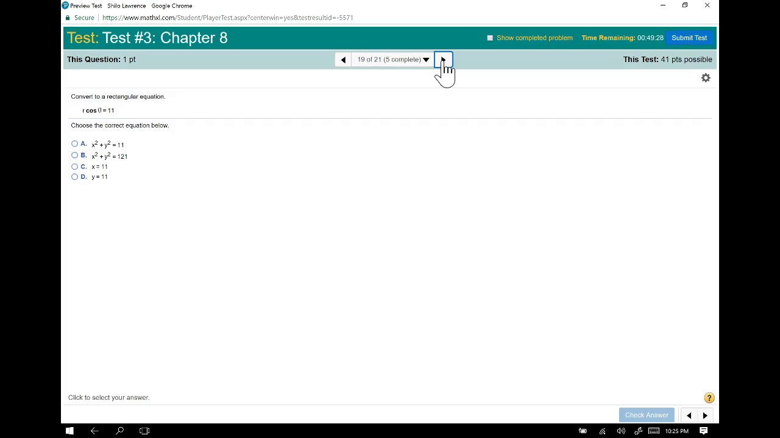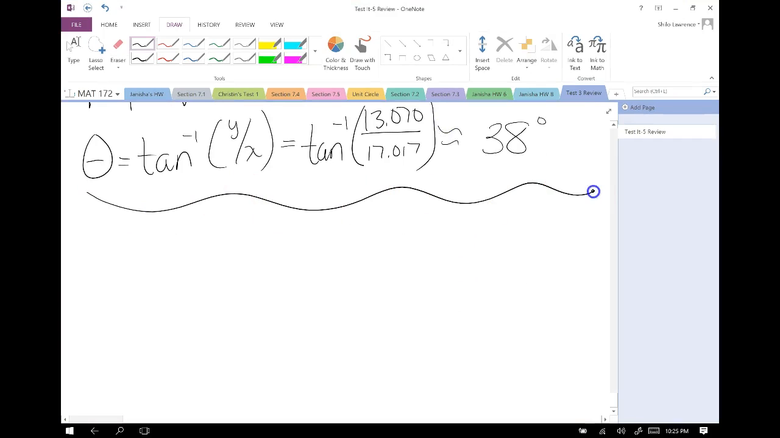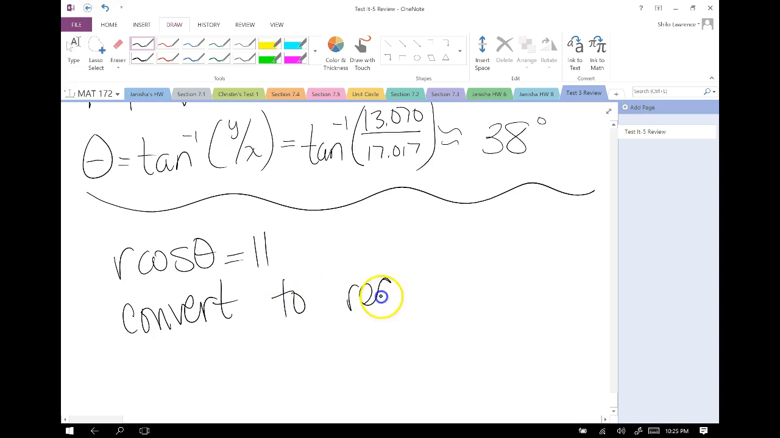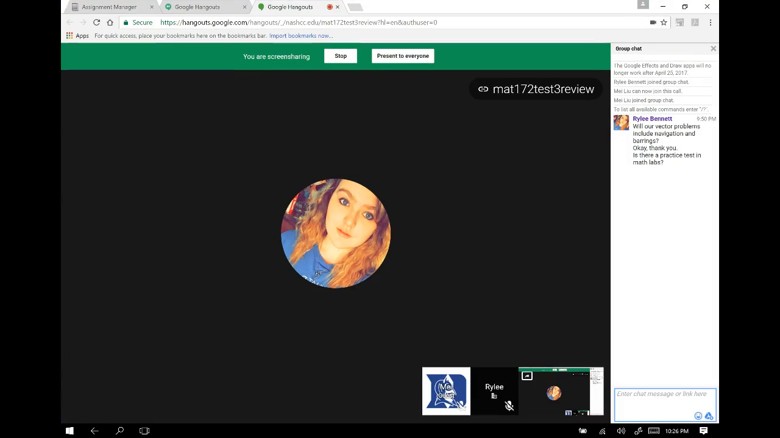Converting r cosine theta equals 11 to a rectangular equation. R cosine theta equals 11. So there are some conversion formulas to go back and forth between rectangular and polar.